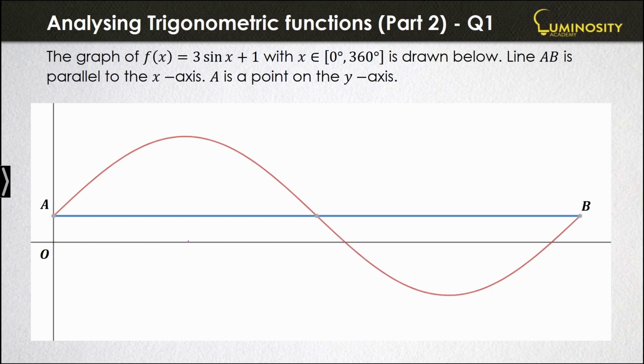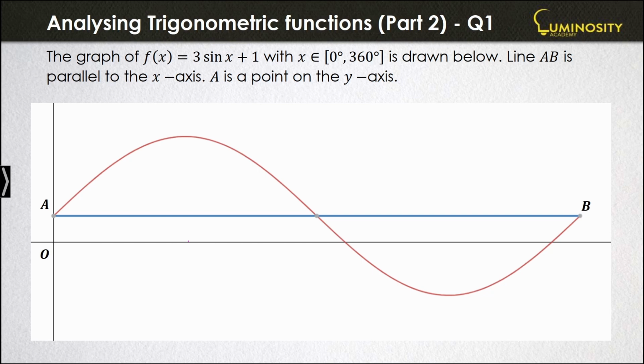Let's have a look at question 1. We're given the graph of f of x equals 3 sine x plus 1, with x between 0 and 360 degrees, and it's drawn below. Line AB is parallel to the x-axis, and A is a point on the y-axis. Okay, so let's see if we can fill in some information.